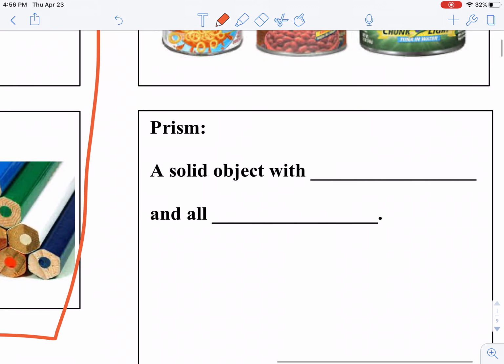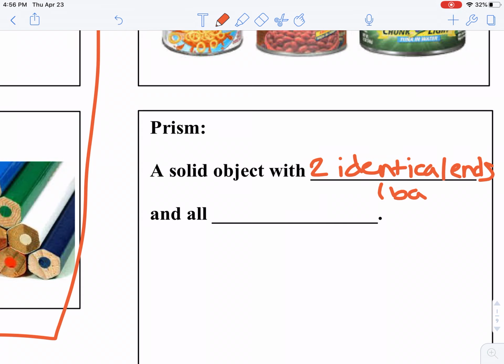So a prism is a solid object with two identical ends, and we call those bases, and all flat sides.